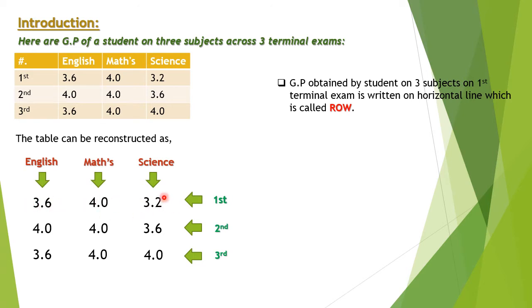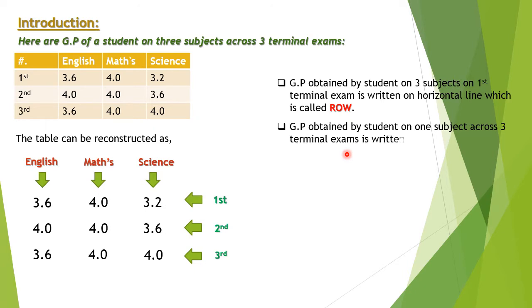GP obtained across three subjects on the first terminal exam is, you can see, in a horizontal line, and that horizontal line is called row. So I think you know in a general way also, a row is a horizontal line, a row is always in horizontal form. And you can see, in another, the GP obtained by a student on one subject across three terminal examinations is on a vertical line, which is called a column. You can see English, the GP obtained on English across three terminal examinations, that is 3.6, 4.0, is on a vertical line, and that vertical line is called a column. So column means vertical, row means horizontal.